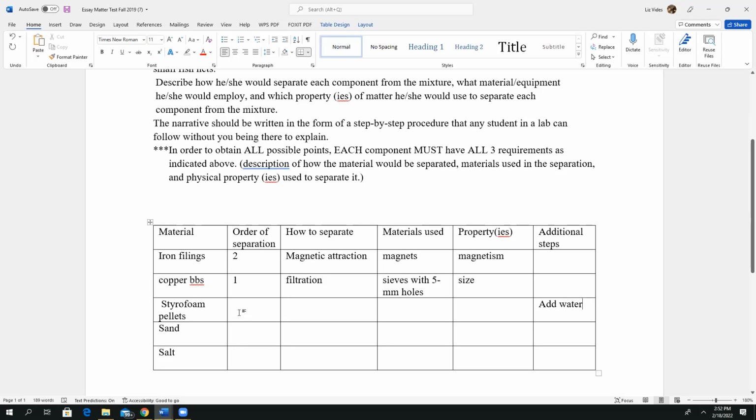The styrofoam is going to float. So one of the properties that you're going to use here is density, and you're using it on all 3 of these. Not for salt necessarily, sorry, on those 2. Here you're using solubility, right? Because salt is soluble. And here too, because they're insoluble, you can say you're using solubility here too.